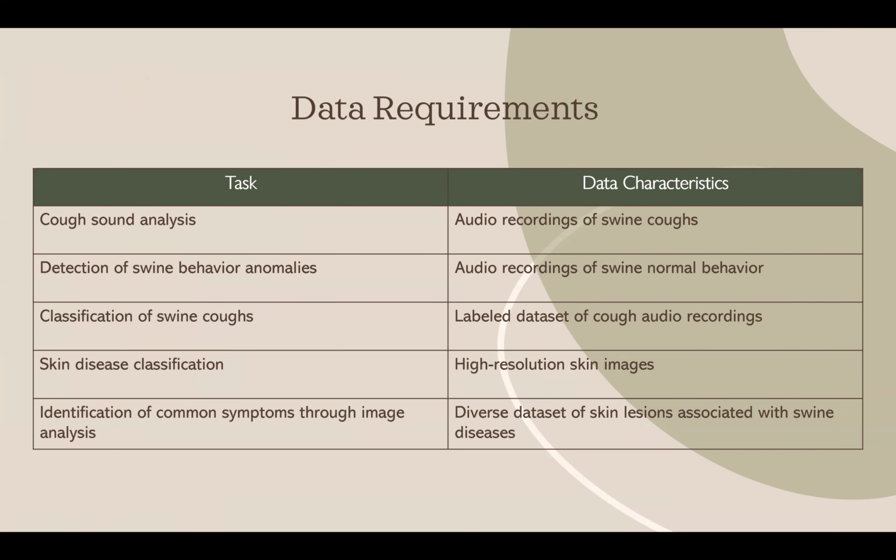Coming to the data requirements, we have different tasks and data characteristics we are looking for. When selecting data, the main target we have is cough sound analysis, so we have to find data of audio recordings of swine coughs. Then we have to do detection of swine behavior anomalies. To detect the anomalies, we need to know the normal behavior, so we need to get the normal cough sounds. For classification of swine coughs, we need a labeled data set of cough audio recordings. For skin disease classification, we need high resolution skin images. For identification of common symptoms through image analysis, we need a diverse data set of skin lesions associated with swine diseases.